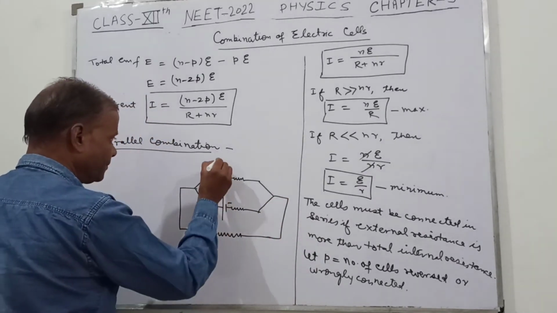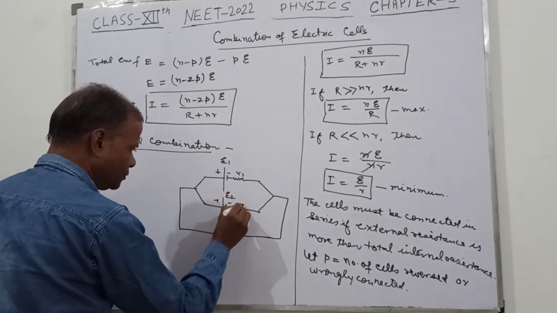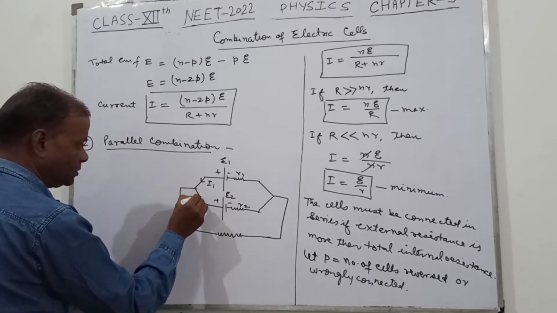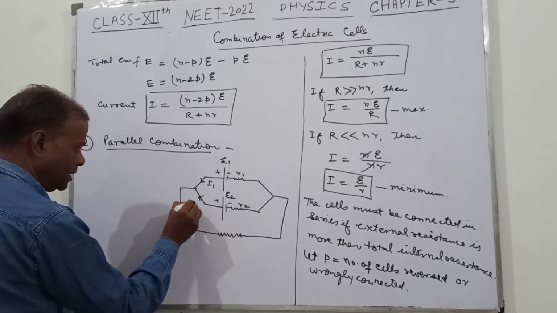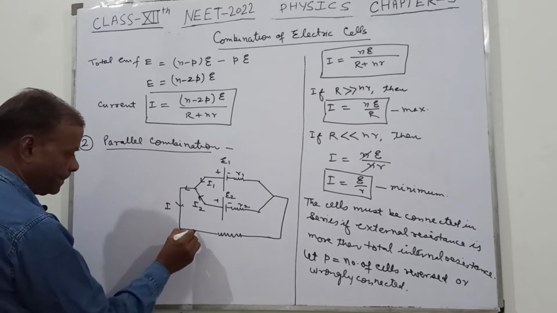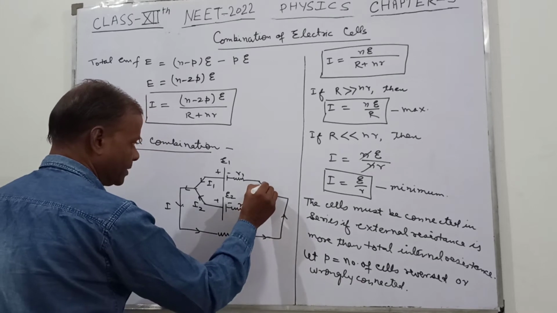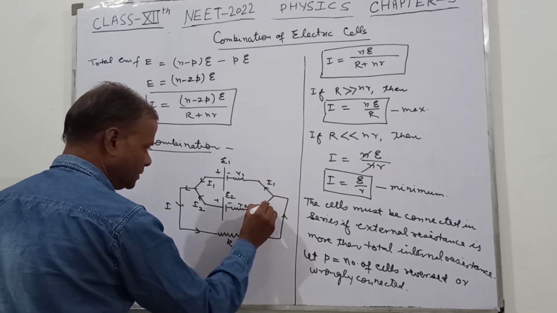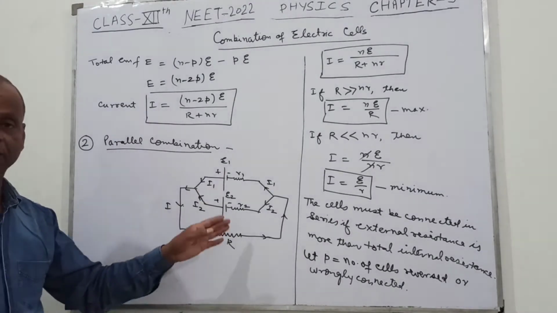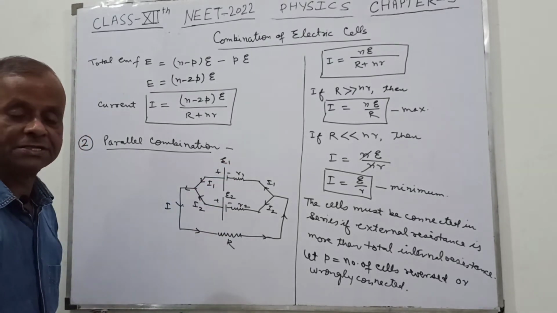This is E1, this is R1, E2, internal resistance R2, and this suppose provides the current I1, this provides the current I2. Then the current passes through this one, this is now your I, then this is now your R, and it goes here. This is now again I1, and this is now again I2. This I have taken the parallel combination of two cells of different EMF and different resistances.